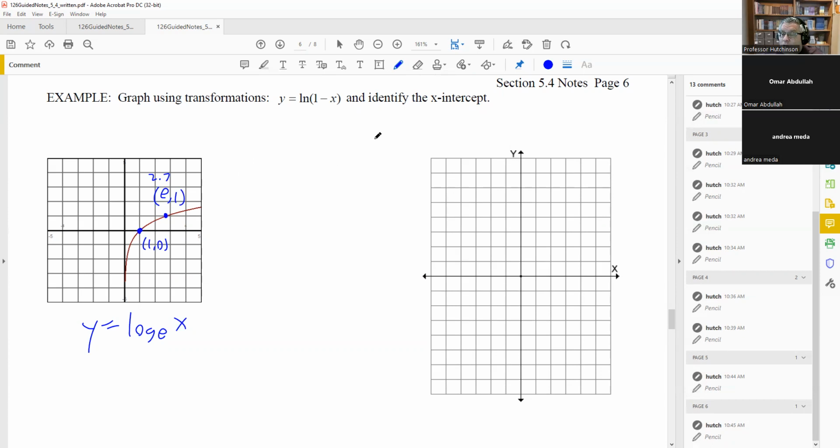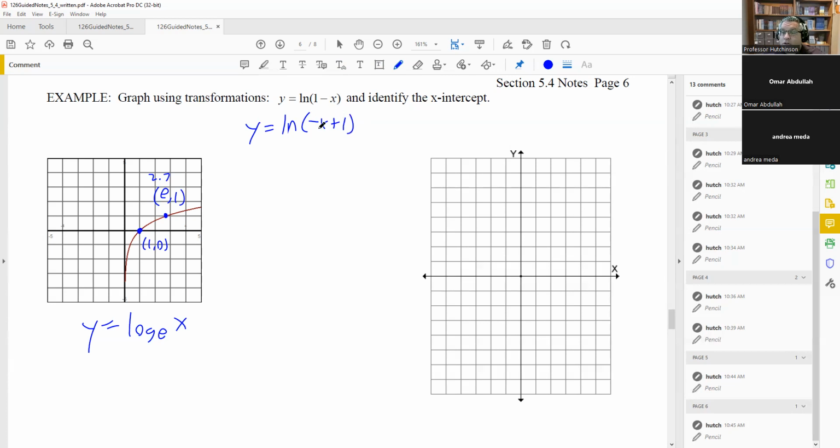Now, before we jump into the graph, we first have to take a look at what the original one is, and we have to do a little modifying with that. Transformations work if the x comes first. So I'm first going to switch these two things, so that way the x comes first. So I have negative x plus 1 is what I get there.